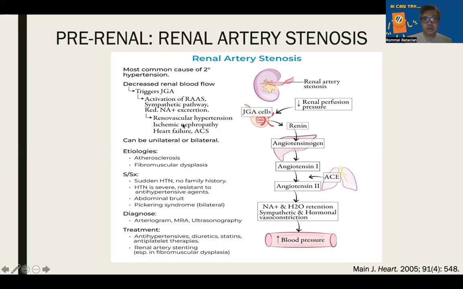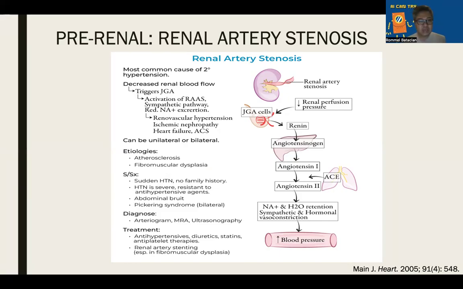It leads to renovascular hypertension because of the sodium and water retention that happens as part of the activation. It could lead also to heart failure and acute coronary syndrome. It's either atherosclerotic in nature, which is the most common, and the second most would be fibromuscular dysplasia.